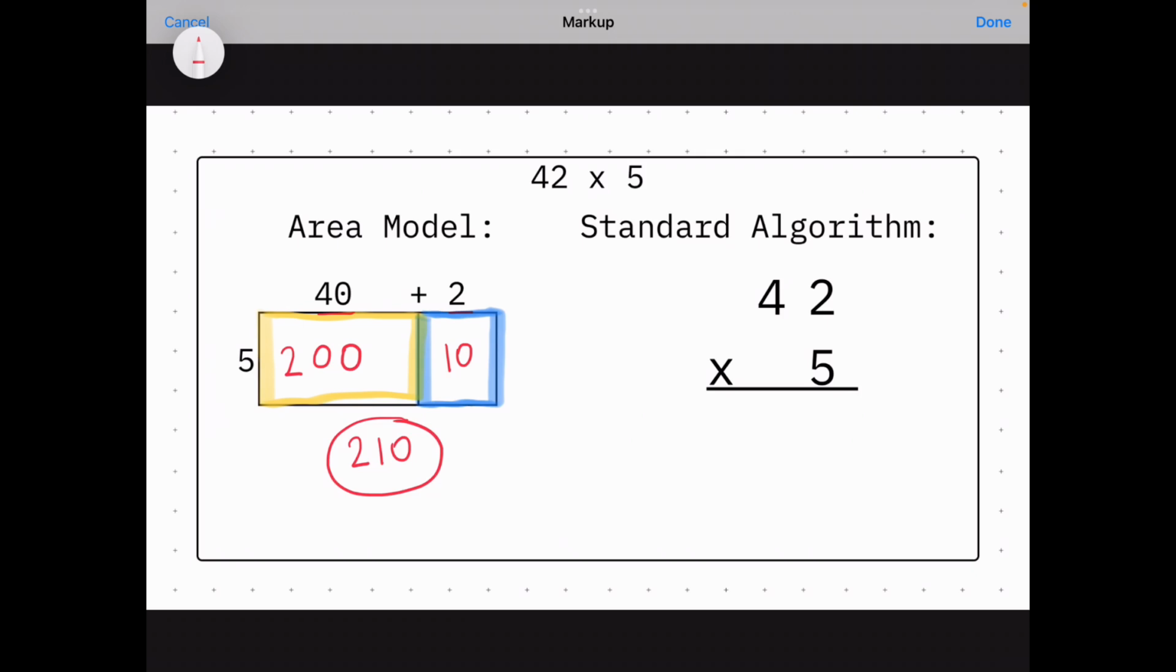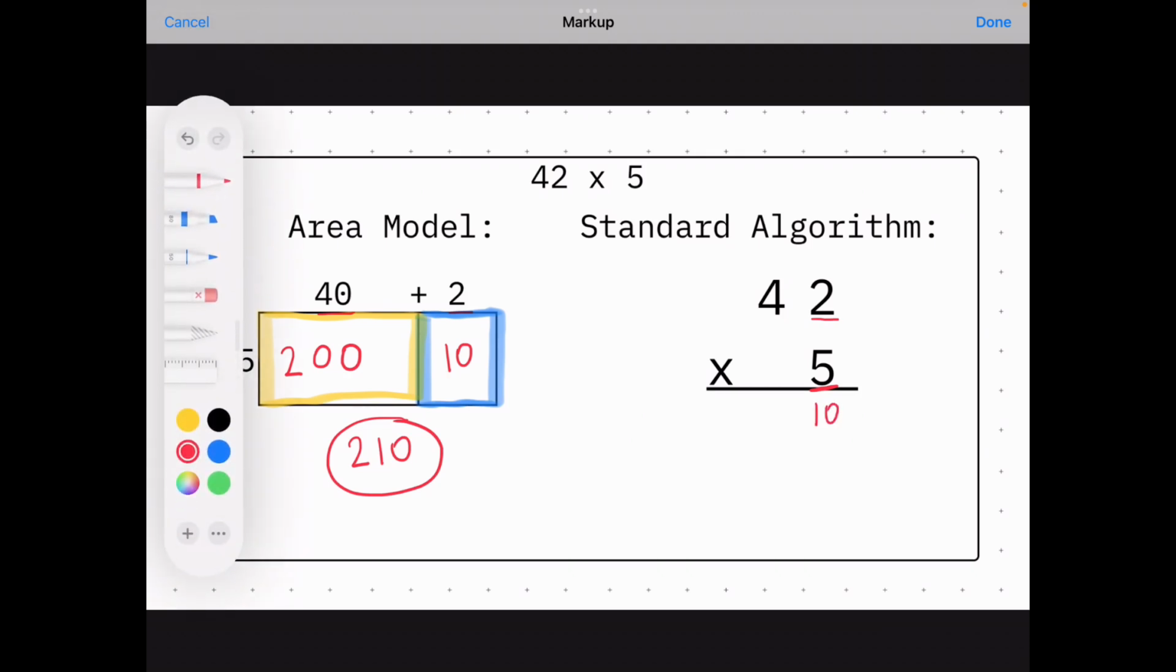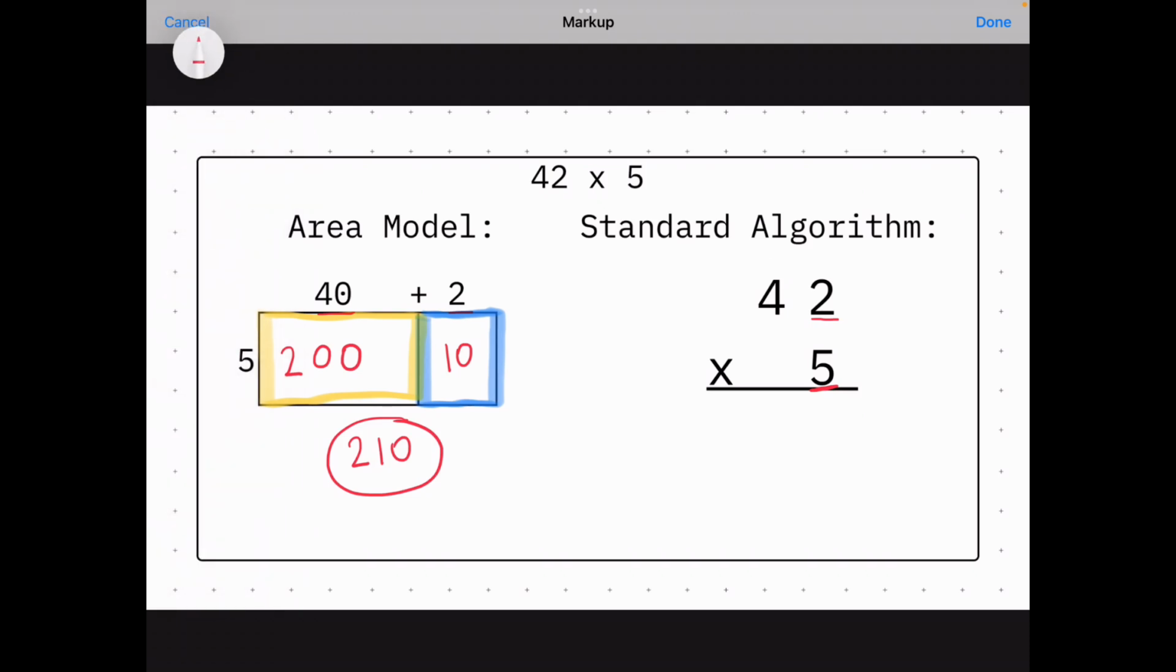The standard algorithm is when we stack our numbers, lining up our place values. We're going to multiply that 5 by all of the top numbers. So first we're going to work straight up and do 5 times 2. 5 times 2 is 10, but I can't put 10 in one place value. So similar to how we do addition, we're going to carry our 1 to the next place value and drop down the 0 from the 10.